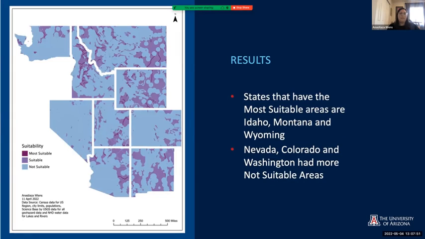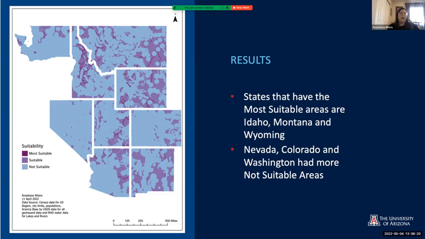This is the resulting map after taking all that criteria into account. A lot of the study area was considered not suitable, but there are a few states that had more suitable areas, and these were Idaho, Montana, and Wyoming. This is probably because the northern part of the study area had more natural water than a lot of the southern part. And then Nevada, Colorado, and Washington had more not suitable areas.